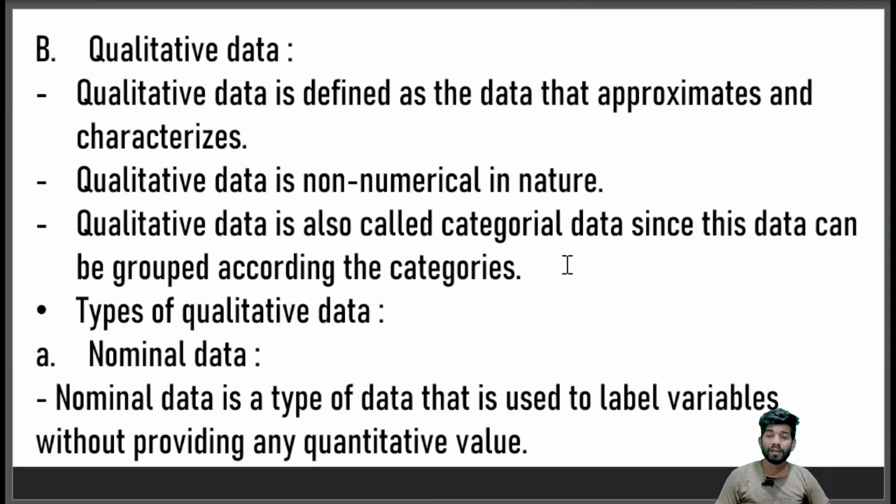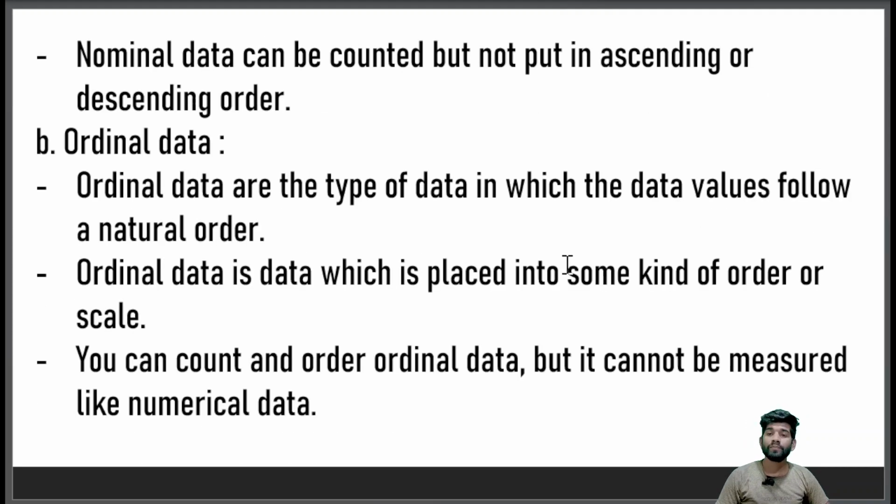Types of qualitative data: first, nominal data. Nominal data is a type of data that is used to label variables without providing any quantitative value. There are no numerical values, no numbers, no countable data. Nominal data can be counted but not put in ascending or descending order, meaning we can't sort this data.